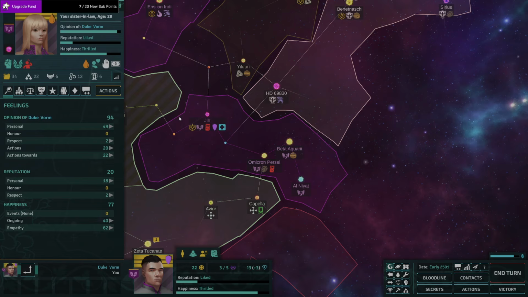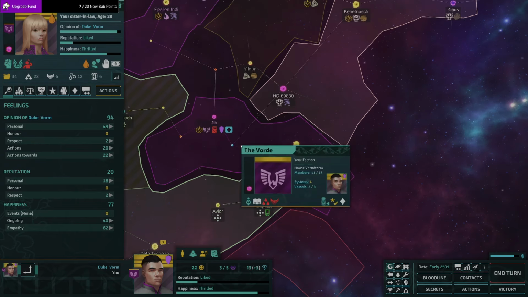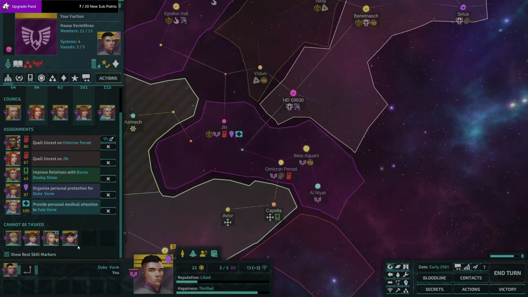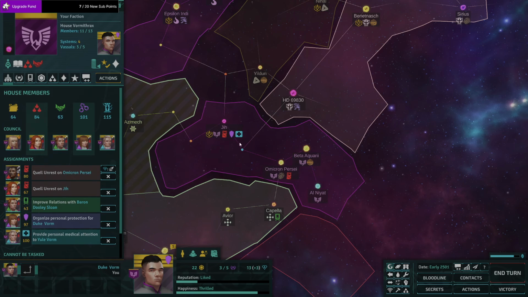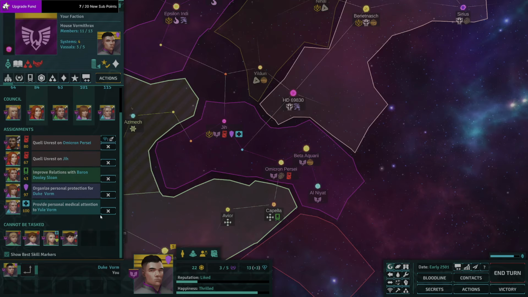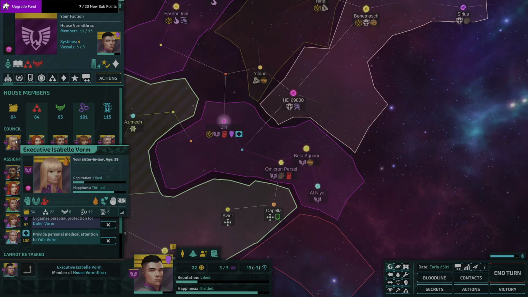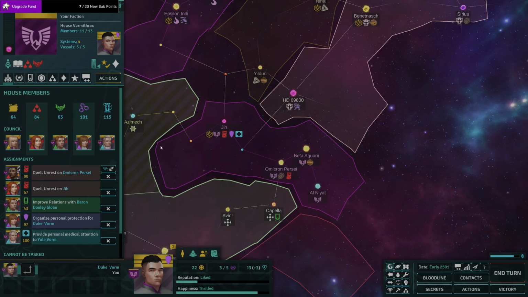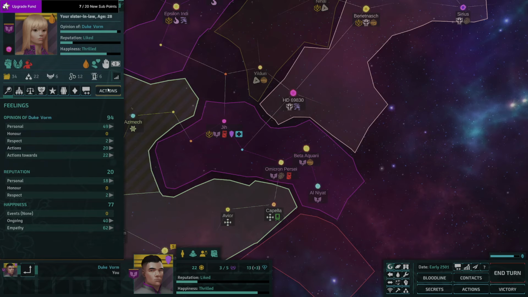Isabella Vorm? I don't have a cannot be tasked. Everybody's on a... No, somebody is missing. Why are they not in the available section? Yeah, I guess you aren't in here. Okay, maybe it doesn't show the counselors for available. It only shows the extraneous members. So she's the one that was doing the building of the facility. That's why she's available. All right, I got it.